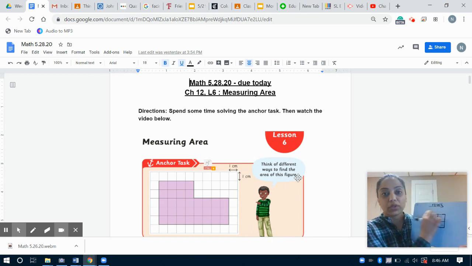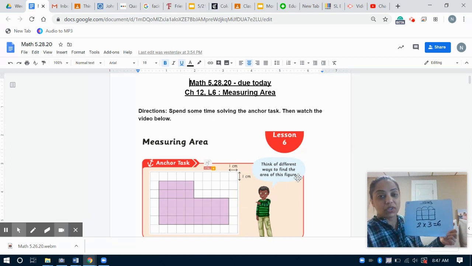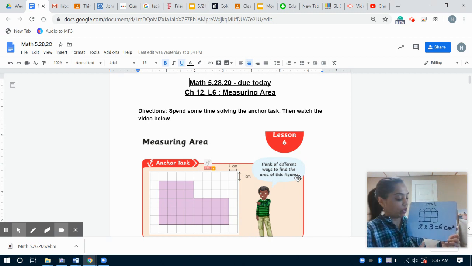So don't forget, rows go across, columns go down. When we write a multiplication sentence for a figure like this, we first look at the rows. How many rows in this figure? 1, 2. That's why we write 2 times how many in each row? 1, 2, 3. 3. The units I want to use for this figure are centimeters, so the answer is not just 6, it's going to be 6 square centimeters. That's how you would write it. A quick review of how you write a multiplication sentence for a figure.